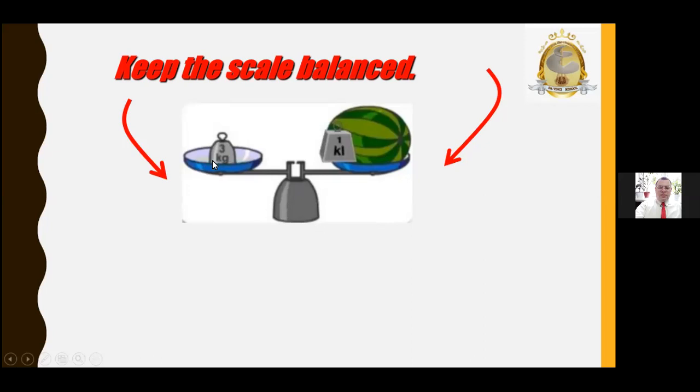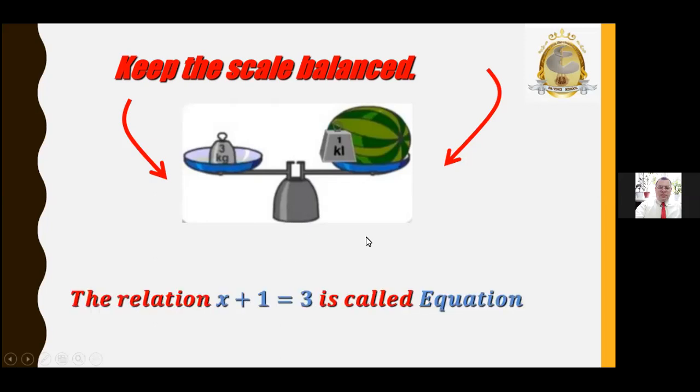The left-hand side, 3. What about the right-hand side? Yes, must be equal, 3. This 1 kilogram plus the weight of the watermelon. Then the weight of the watermelon, to make it 3 kilograms, must be equal 2. So we can write this equation in this form, x plus 1 equal 3.